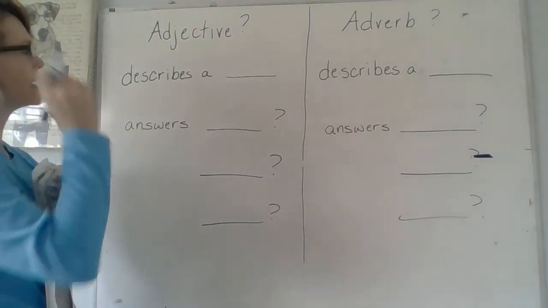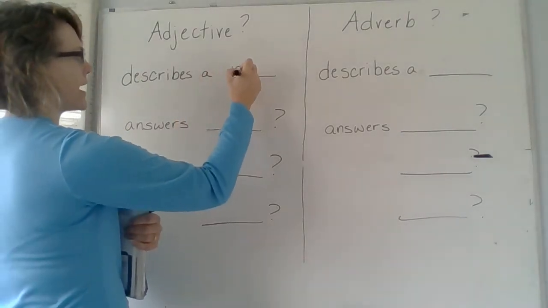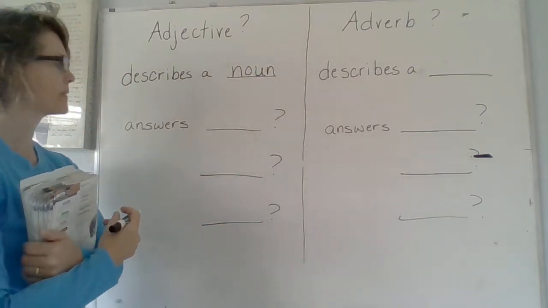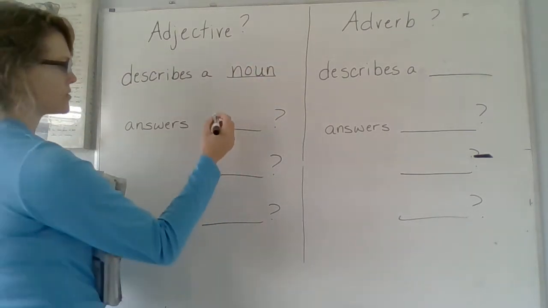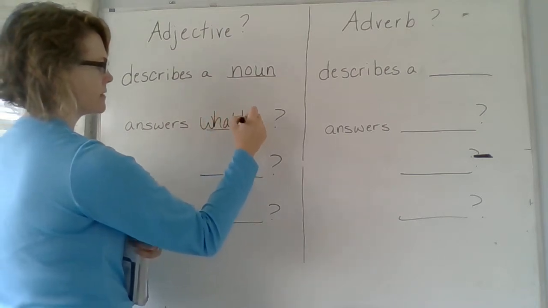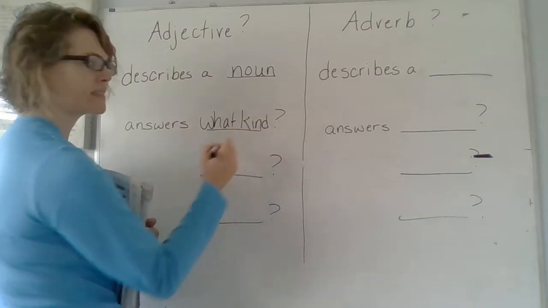All right, here we go. An adjective describes a noun or a pronoun, and in 4th grade is just nouns. An adjective answers or asks, what kind? What's the next one, Esther?